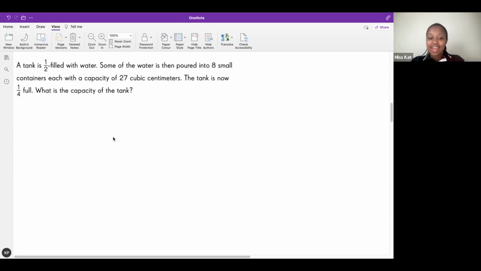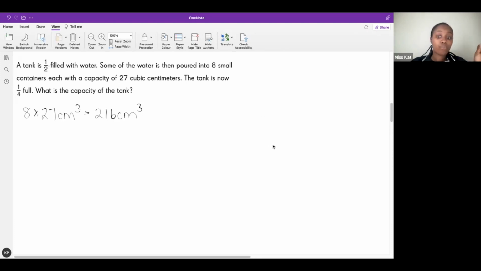Ideas, guys? Yes, Omolemo, you would start with the 8 cups because that's the only way you're going to know what volume you're working with. Okay, ma'am. So would you start with the containers and multiply them by 27 cubic centimeters? Okay, if one of them is 27 cubic centimeters, then 8 times 27 is a total of 216 centimeters cubed. And if it was a half, but now it's a quarter, then how much did you pour out?